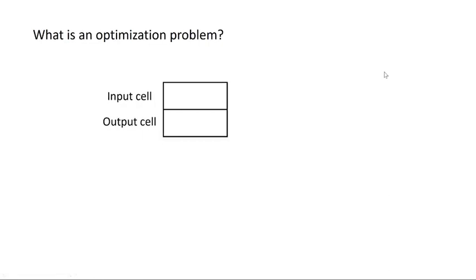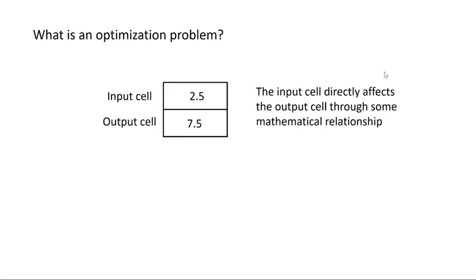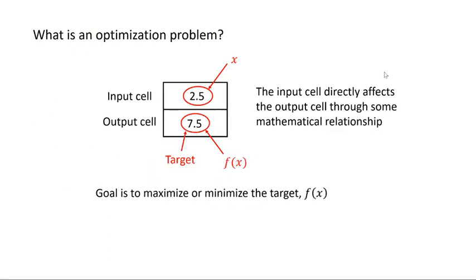Similar to a targeting problem, an optimization problem has an input cell and an output cell. For example, we might have an input of 2.5 and somehow, through a mathematical relationship, the output cell depends directly on the input cell. So the output cell is some function of the input cell. We might have x and f of x. Now the target is the output cell, and that's what we're trying to optimize. We're either trying to minimize or maximize that. So the goal is to maximize or minimize the target, which is f of x.